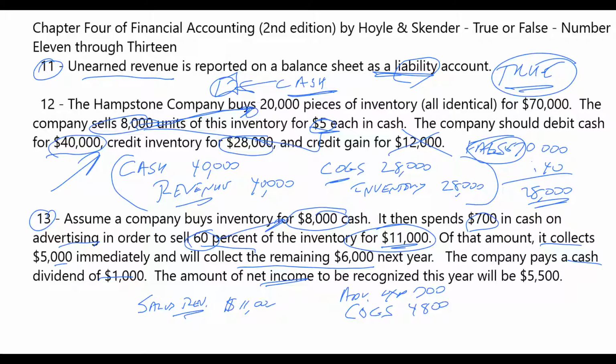This company has sales revenue of $11,000. It has total expenses of $5,500. The 4,800 and 700. If you have revenues of $11,000 and expenses of $5,500, your net income is $5,500. That's a harder question, but you can do that kind of question.